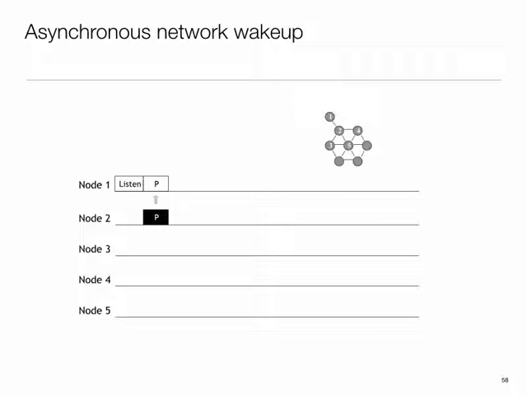So what happens is 2 sends a probe to 1. So 2 is a neighbor of 1. 2 sends a probe. 1 sends the data. So now 2 has the data.